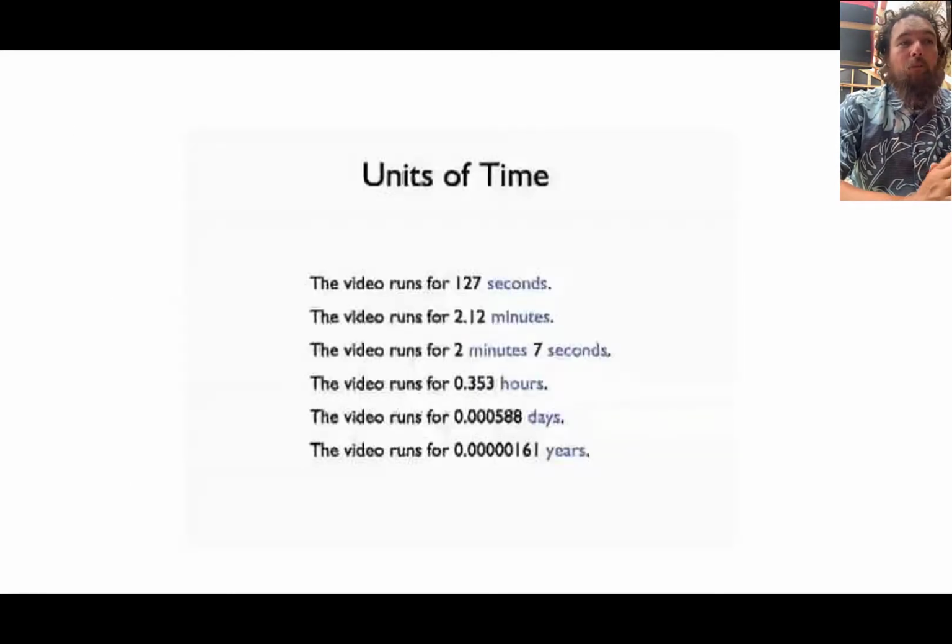So we can see here that if you have a video that runs for 127 seconds, you could also say that video runs for 2.12 minutes, 2 minutes and 7 seconds, 0.353 hours, 0.000588 days, or 0.00000161 years. So all of these are the same exact unit of time, but this is being represented in different units.